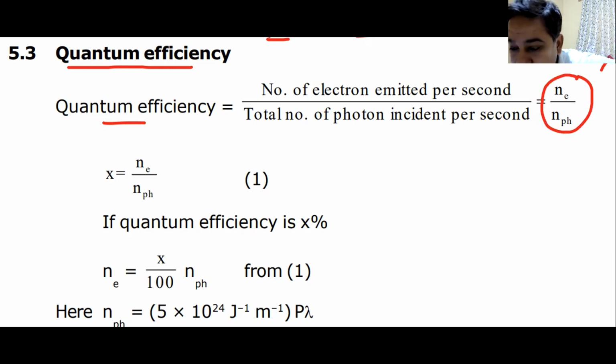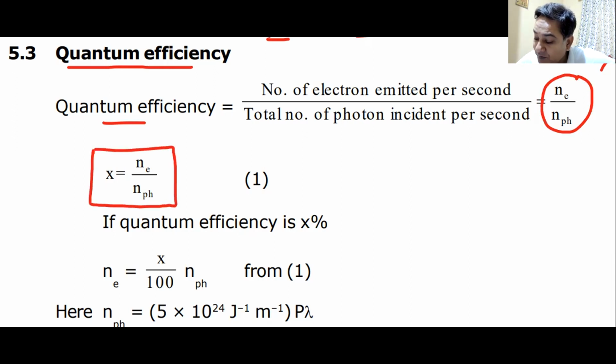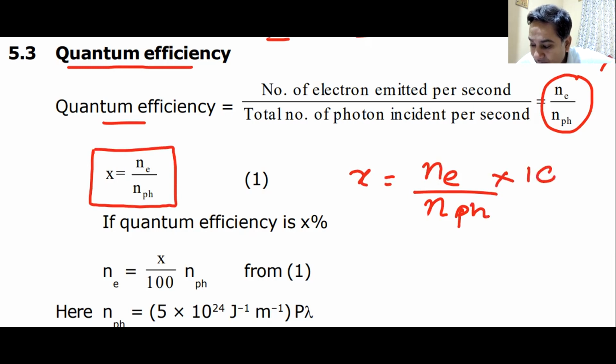So that is x. If I want to find it in terms of percentage, x will be equal to the number of electrons emitted divided by the number of photons that are falling, multiplied by 100. And now the answer would be in percentage. I hope it is clear to all. Please note it down.